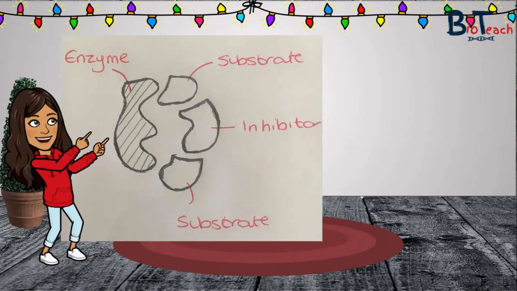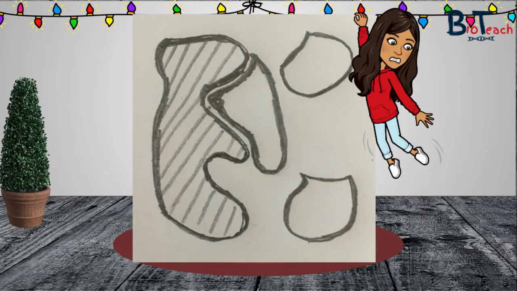The diagram here shows you an illustration of a competitive inhibitor. You've got the enzyme there in the shaded shape, and you've got two substrates, and you've got the inhibitor in the middle. Competitive inhibitor molecules have a similar shape to the substrate molecule, so they actually compete with the actual substrate to bind to the active site of the enzyme, but no reaction occurs. Instead, the competitive inhibitor blocks the active site of the enzyme, so the real substrate cannot fit. This means no reaction can occur and no products are made.